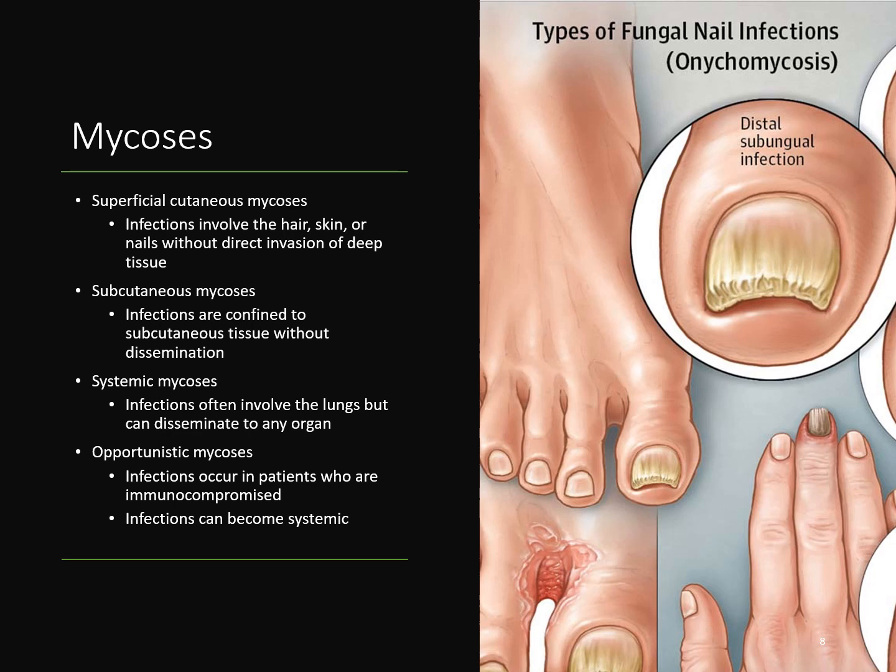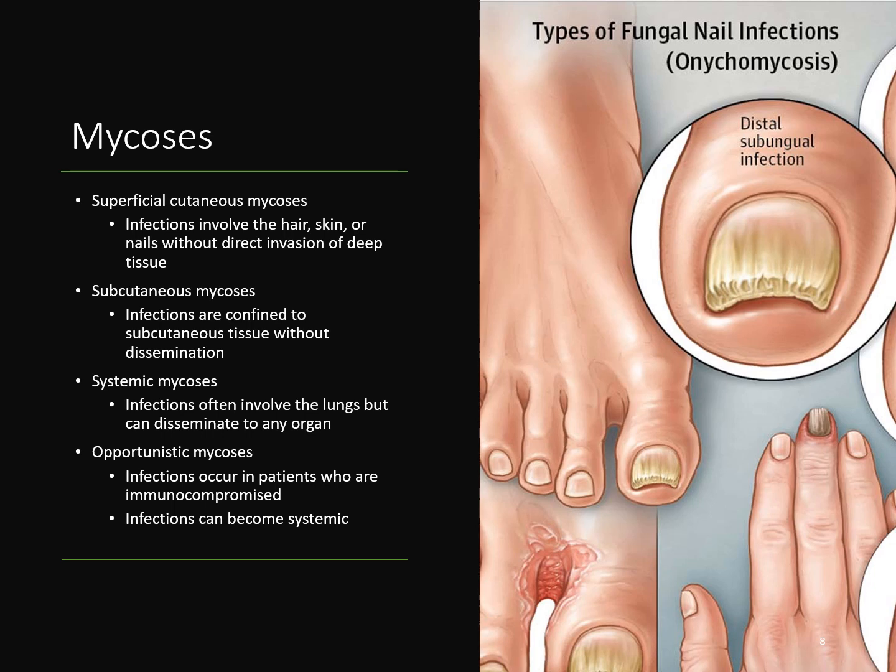And then you have the subcutaneous mycoses, in which the infections are confined to the subcutaneous tissue without any deeper dissemination into your deep muscles and things like that. And then you have the systemic mycosis, in which the infection often involves the lungs, but it can disseminate into other organs throughout the body.